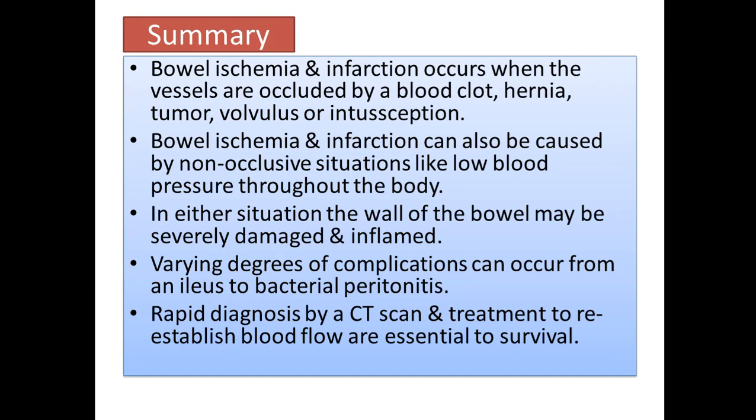So, summarizing what we said, bowel ischemia and infarction occurs when the vessels are occluded by a blood clot, hernia, tumors, volvulus, or intussusception. All these causes cause acute intestinal obstruction and can lead to vascular compromise. For example, if an incarcerated hernia becomes strangulated, the blood vessels and vascular supply of the intestines are compromised.